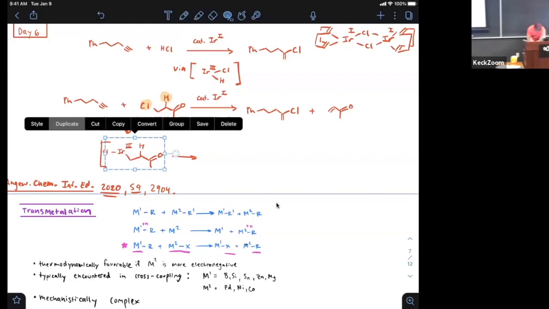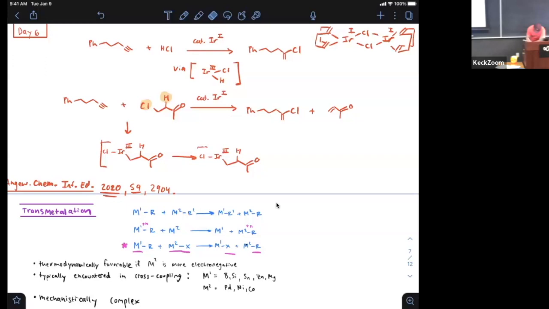Yes. Which is fine. You don't always have to be happy with every mechanism proposed. Just please don't review my papers. And then now, look what we just did. We've essentially intercepted the same intermediate from above.